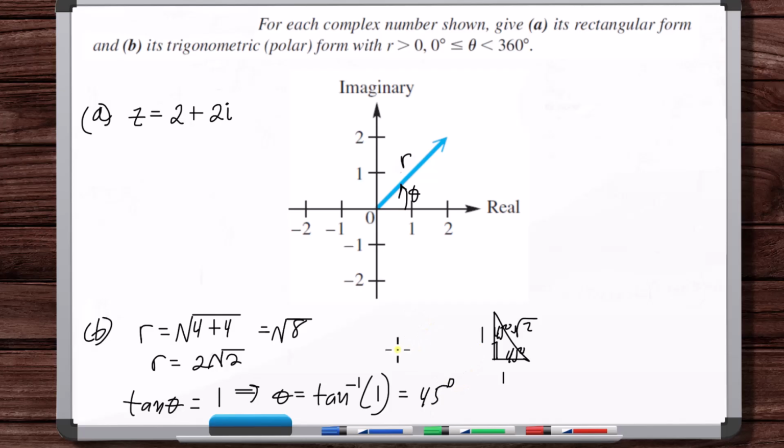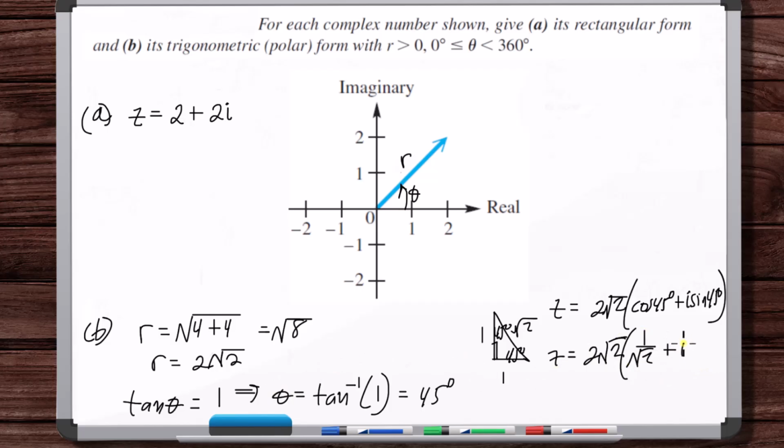So z is equal to r, which is 2 root 2, times cosine of 45 plus i sine of 45. Now cosine of 45 is 1 over root 2, and that's also sine of 45. So now we distribute, and what do we get? 2 plus 2i, same number.